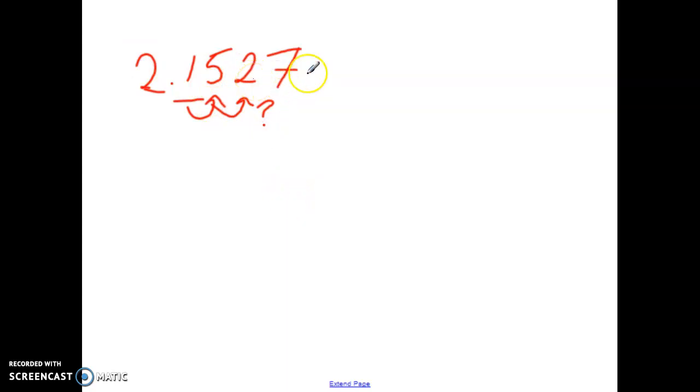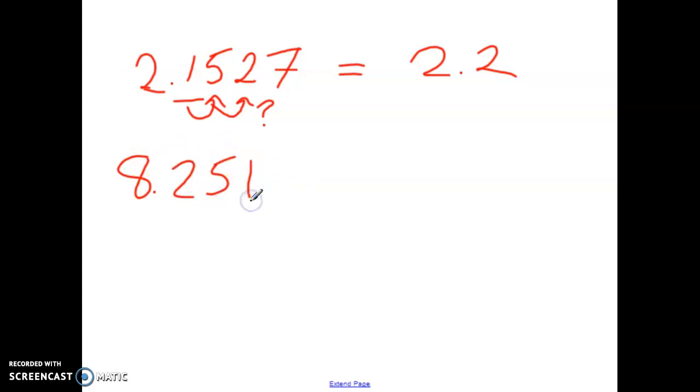Because there are numbers here, anytime there are numbers that continue on, you are going to round up. And it does not matter what those numbers are. It just means that it's a 5 and there are additional numbers to the right of the 5. So let's say we have 8.251, okay? So here you would look to the right, it's a 5. Because there is another number here, this would automatically round up to 8.3.